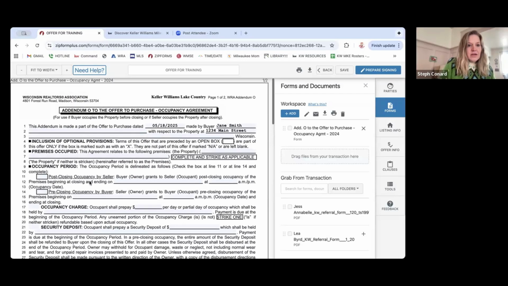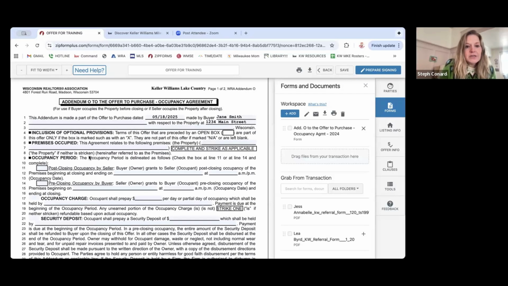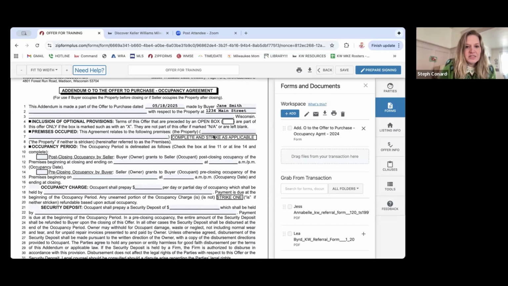All right, so then premises occupied. So this agreement relates to the following premises. And I've never seen it where it would be different than the subject property. So you're just going to restate the property there. I can't even think of a situation right now where it would not be the property in question. I'm sure it'll come up.